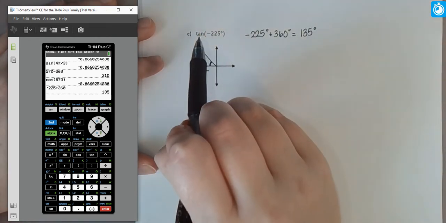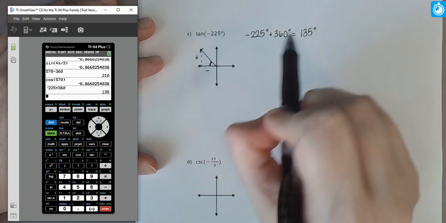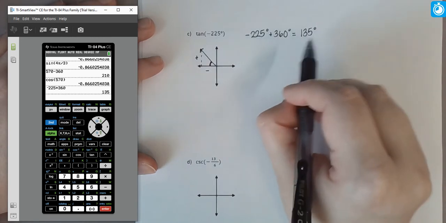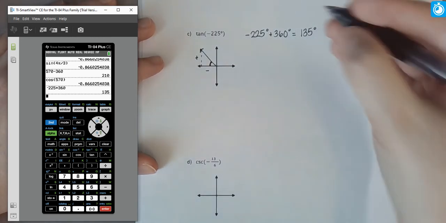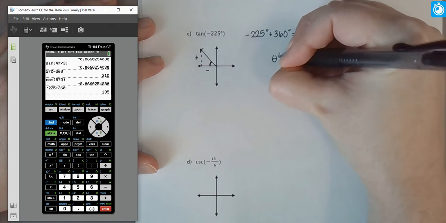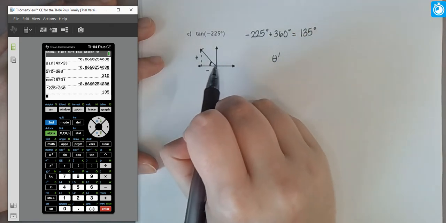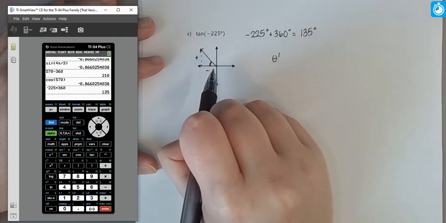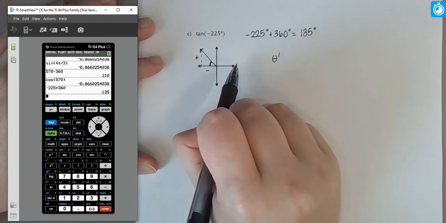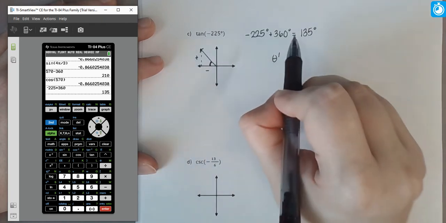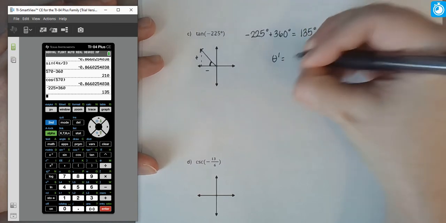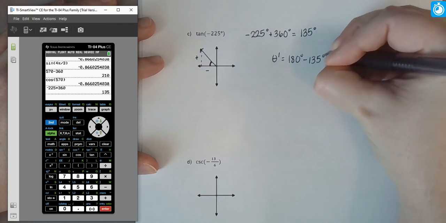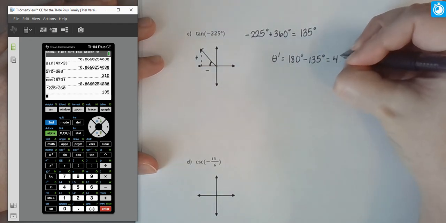Okay, so we want the tangent of negative 225, otherwise known as the tangent of 135. What is our reference angle going to be in order to get the information we need about 135 degrees? Well, we need to find that. So our reference angle is the angle that's going to take us from the rotation we already have to the halfway point at 180 degrees. So it's the difference between 180 degrees and the amount of rotation we already have, which is 135. So our reference angle is going to be 180 degrees minus 135 degrees, which is going to be 45 degrees.